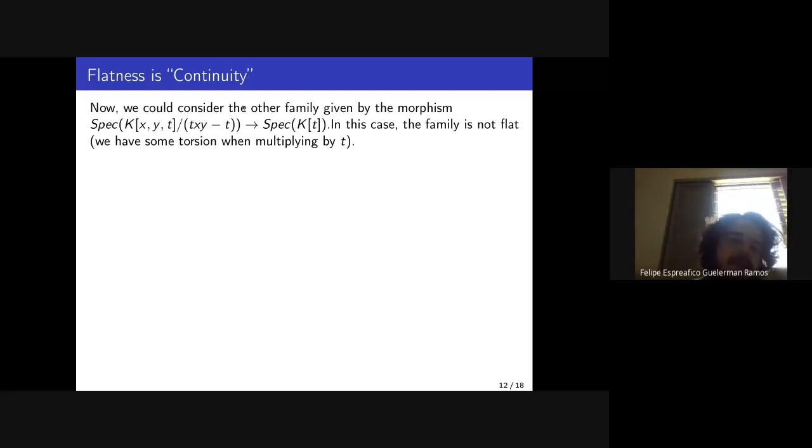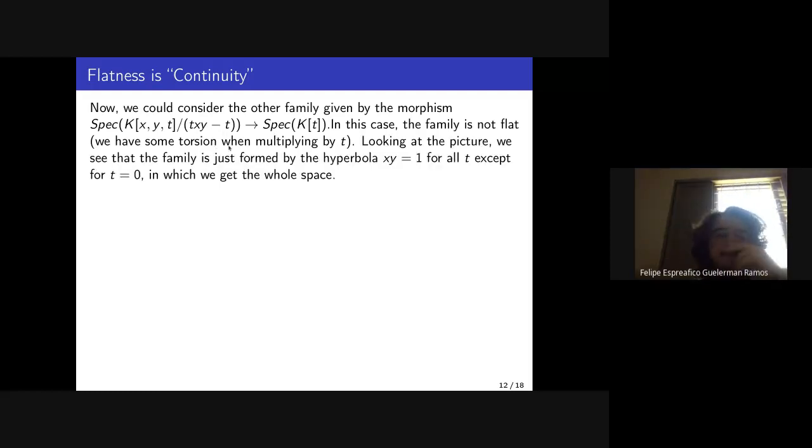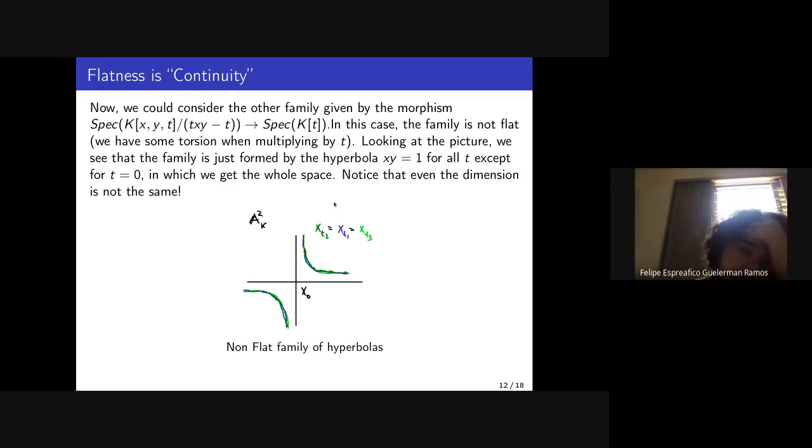So if we multiply by t in one side of the tensor product, when we pass the t to the other side, which is possible because we are considering rings over this polynomial ring, or consider our modules over this ring, then it's going to be 0. So we will have some torsion and it's not going to be flat. But the thing is that if we consider the picture, this family will be just formed by the same hyperbola xy minus 1 equals 0, right?